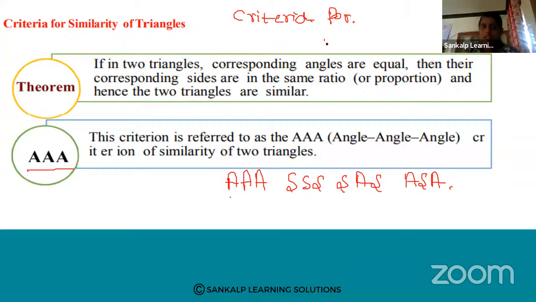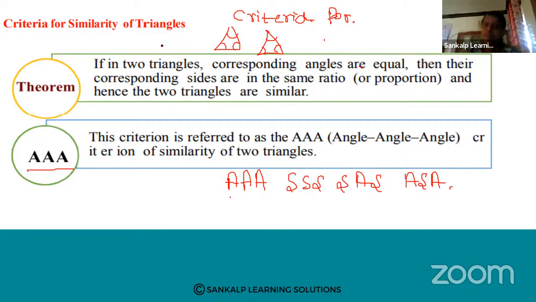Observe carefully. Here in two triangles, corresponding angles are equal. Then their corresponding sides are in the same ratio. If three corresponding angles are equal, then the sides are in the same ratio. That means here three angles are equal. Hence the two triangles are similar. This property we call the AAA criteria, that means angle, angle, angle criteria for similarity of triangles.